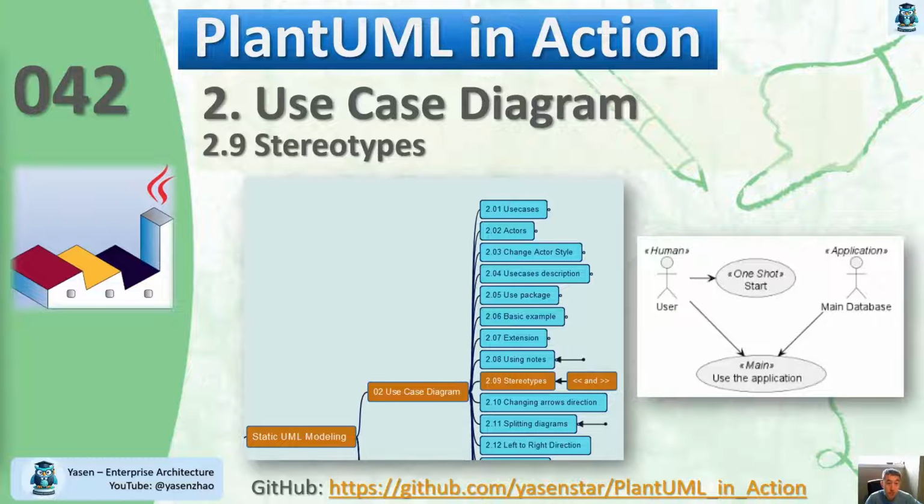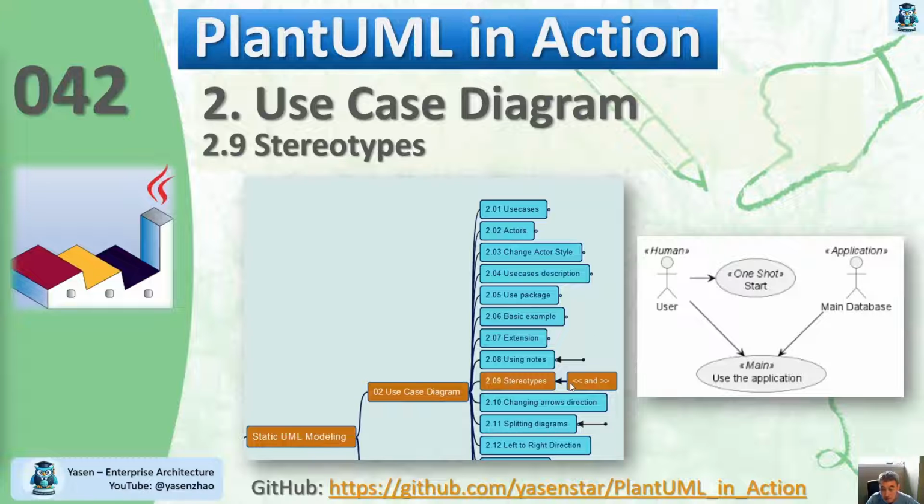In this video, we move to 2.9, talking about the stereotypes style used in the use case diagram. These stereotypes, if you apply this kind of style, are written with the double less-than and the double greater-than signs. We have already learned how to use that in the sequence diagram in the last chapter. So let's try to see how you can make this within a use case diagram.